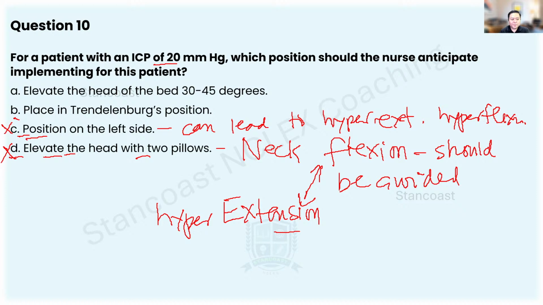What about letter B, place in Trendelenburg position? Another position that you should avoid, right? This can elevate the patient's ICP as well. Never put them in Trendelenburg position. They should not be placed in this position. Your answer should be letter A, elevate the head of the bed 30 to 45 degrees angle. This will facilitate venous drainage, and it will also reduce the increasing ICP. Okay? That's letter A.